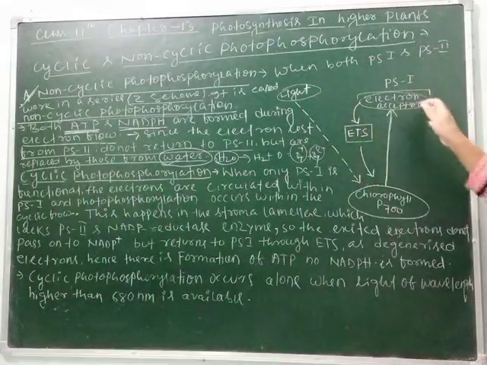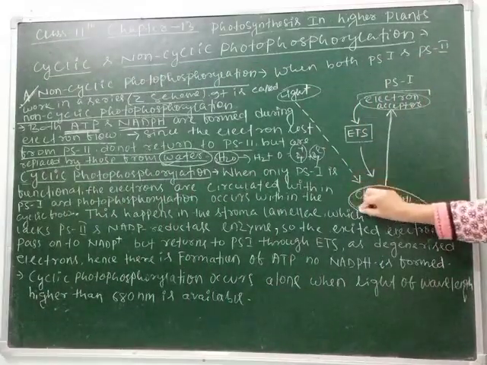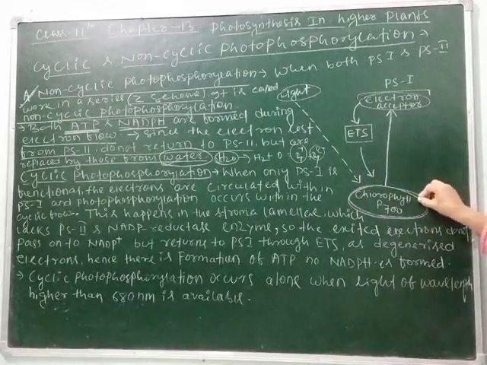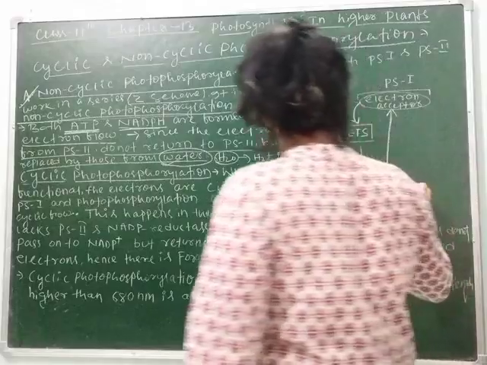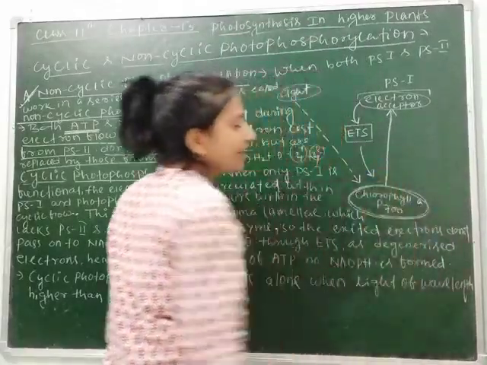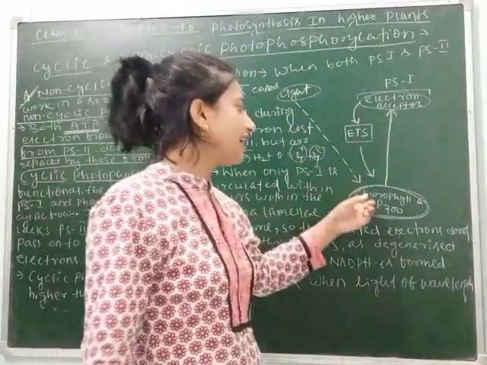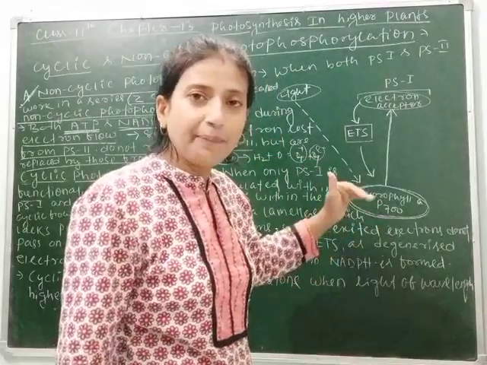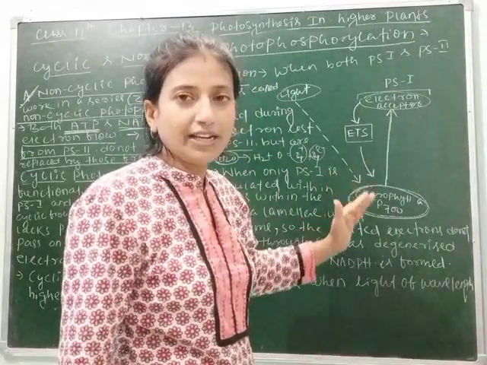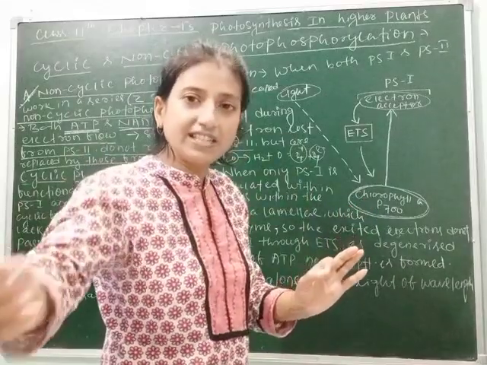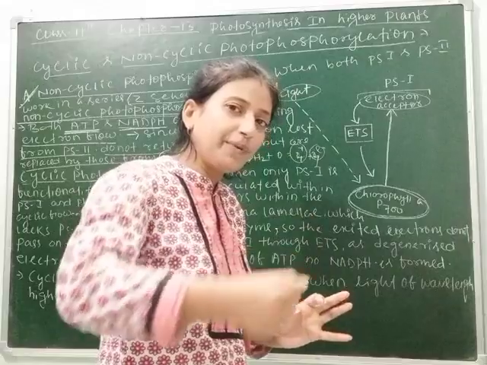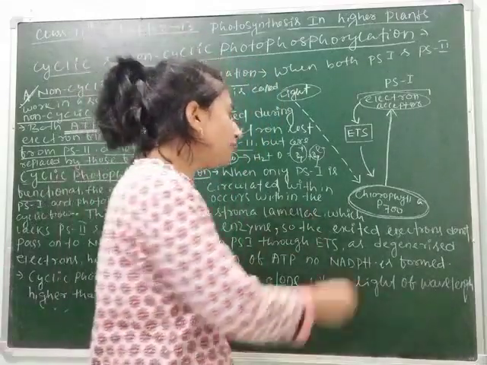Students, you can see the structure. Here is chlorophyll a, which is the reaction center. As you know, chlorophyll a is found in higher plants, and this is the reaction center. At the reaction center, water breaks into hydrogen and oxygen. Oxygen is released outside and hydrogen enters the lumen of the thylakoid membrane.